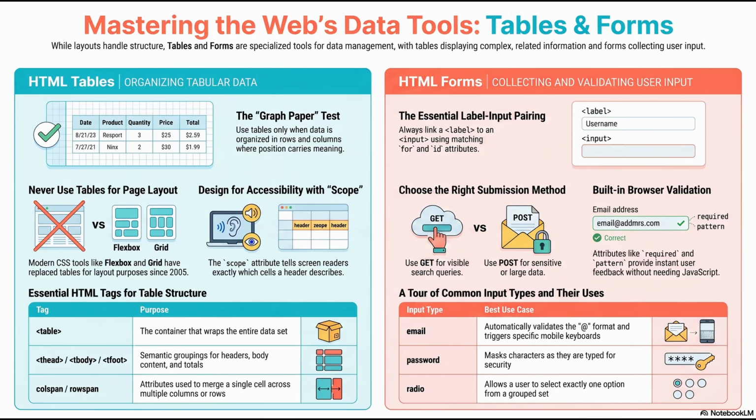And the mechanical trick to radio buttons is that you must give every button in that group the exact same name attribute. That shared name is how the browser knows they are mutually exclusive. Got it. So eventually, the user finishes interacting with all these inputs and needs to trigger the request. Which brings us to the 3 buttons.